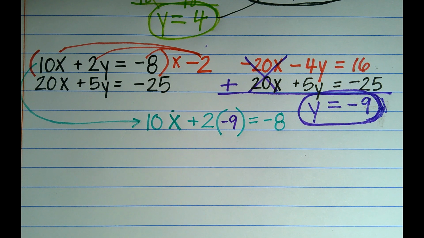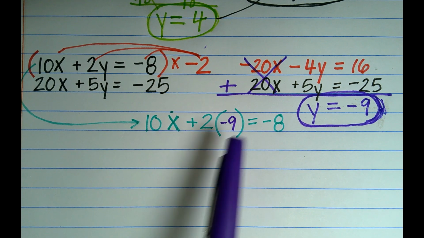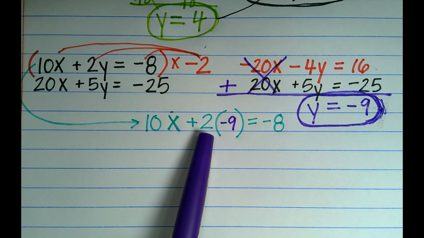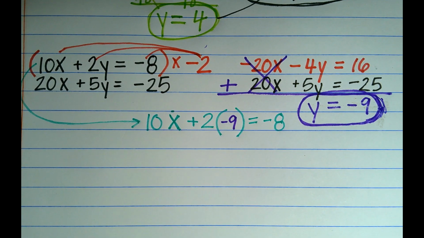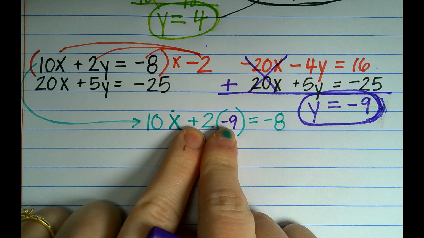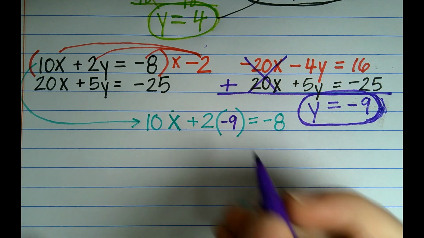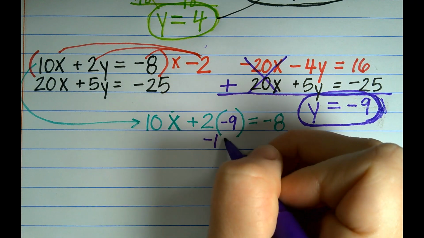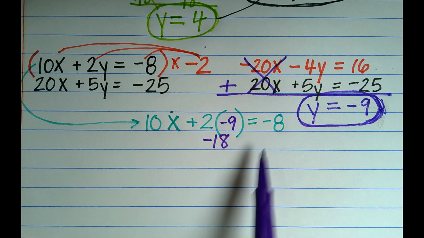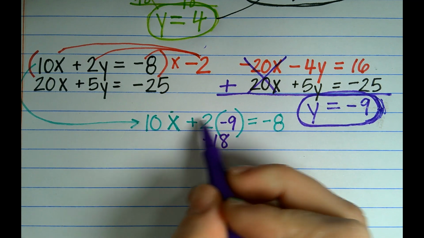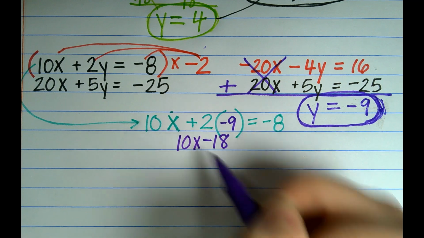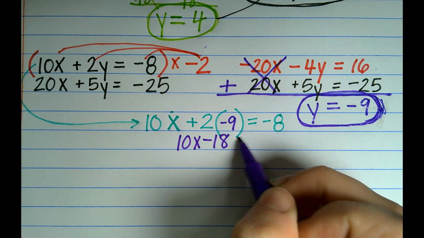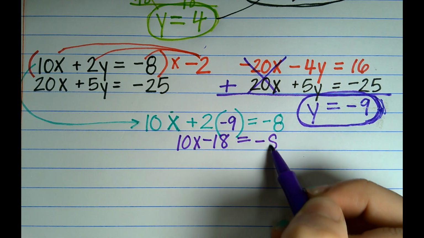Now, before we solve this, we're always going to want to multiply the number that was besides the y originally, and then we can start solving it. So we have 2 times -9. What does that give us? -18. And then I can bring everything else down. So 10x minus 18 equals -8.